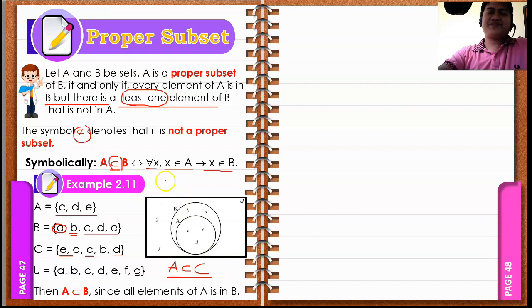How about B and C? Is B a proper subset of set C? In this case, they are the same. Set B has A, B, C, D, E. Set C has A, B, C, D, E also. And there is no element in C that is not in B. Therefore, B is a subset of C. Hindi po siya proper subset. It's only a subset because all the elements in B are found in C. But there should be at least one element in C that is not in B para masabi nating proper subset. So B is a subset of C, not a proper subset of C. Okay, so that is the difference between a proper subset and subset.